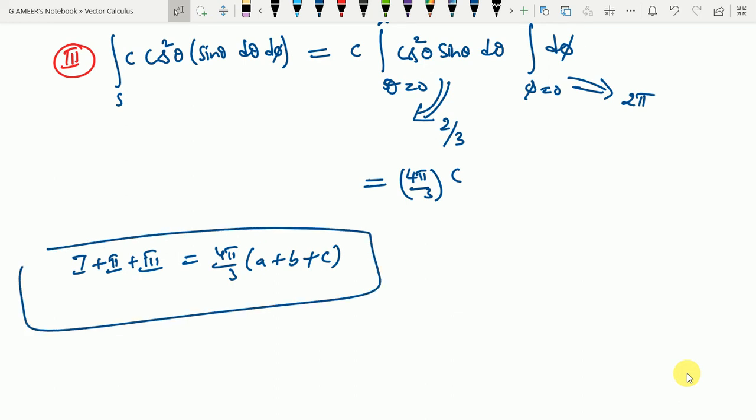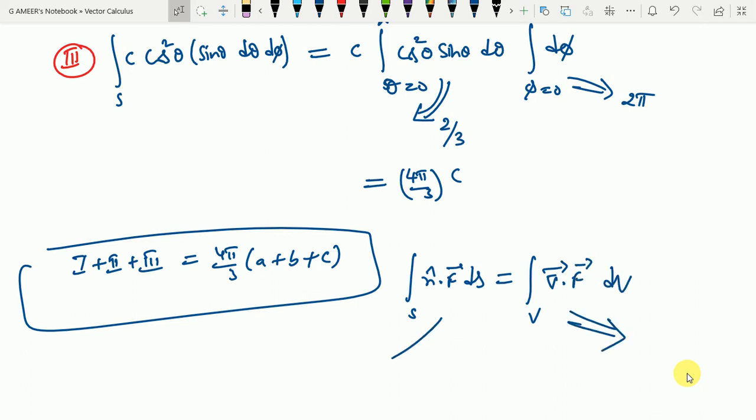Even here, we have in the Gauss divergence theorem, the surface integration of n cap dot f ds is equal to the volume integration of divergence of f dv. So through this method also I got the same answer. You can treat this problem as the verification of the Gauss divergence theorem.